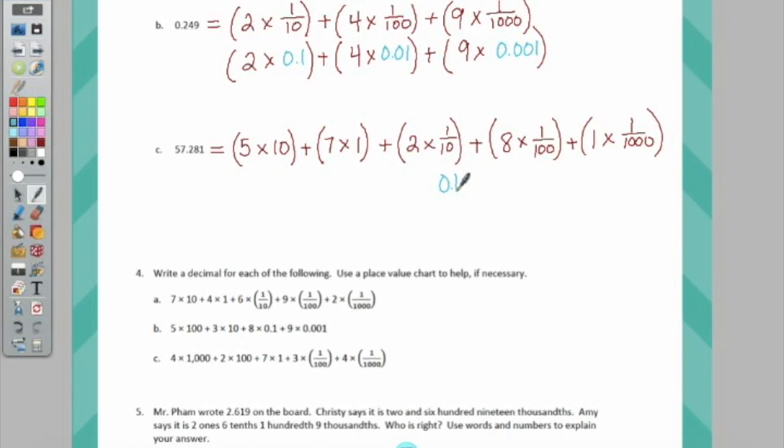Is 10 a fraction? No. Is 1 a fraction? No. What are those called? Whole numbers. Whole numbers, okay? So go ahead and finish this out. And then you can check it with mine.